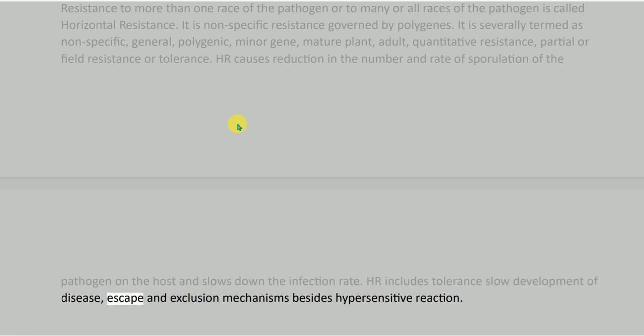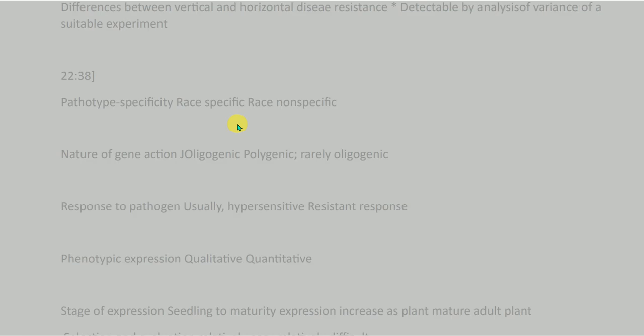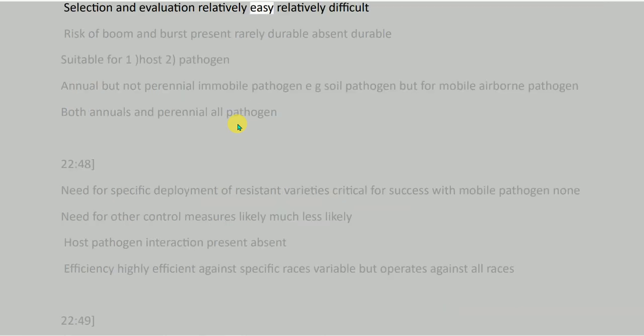Differences between vertical and horizontal disease resistance: detectable by analysis of variance of a suitable experiment. Pathotype specificity: race specific versus race non-specific. Nature of gene action: oligogenic versus polygenic, rarely oligogenic. Response to pathogen: usually hypersensitive resistant response. Phenotypic expression: qualitative versus quantitative. Stage of expression: seedling to maturity, versus expression increasing as the plant matures. Adult plant selection and evaluation: relatively easy versus relatively difficult. Risk of boom and burst: present versus absent. Durability: rarely durable versus durable.